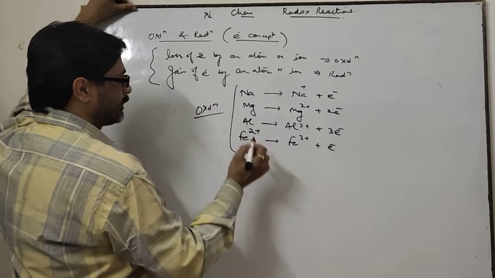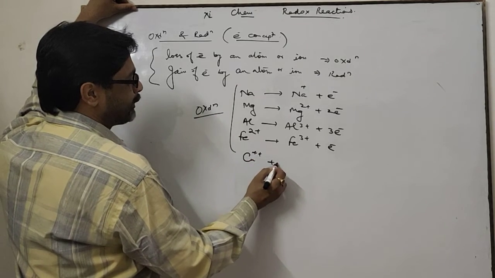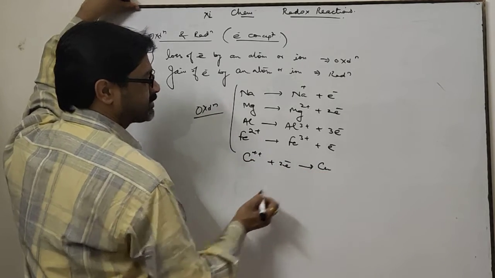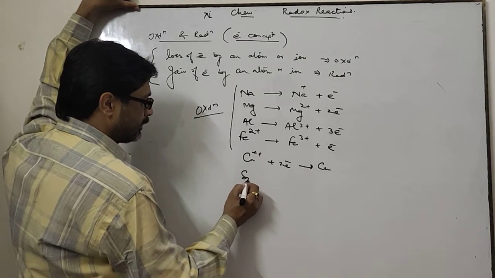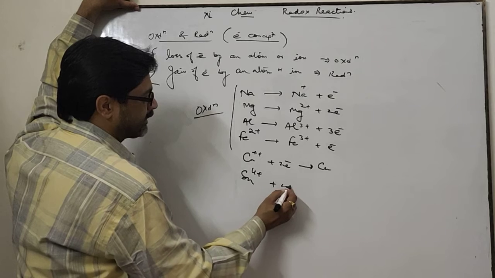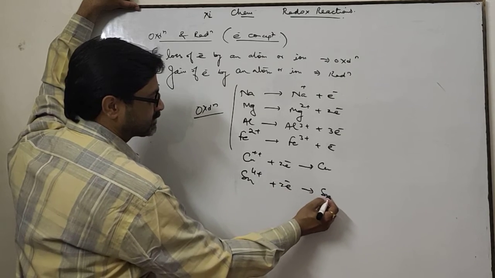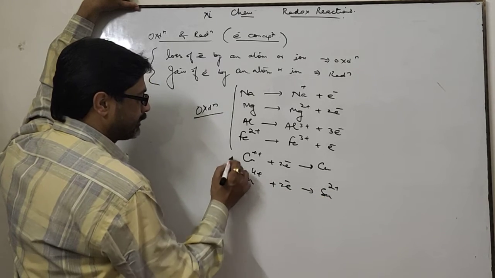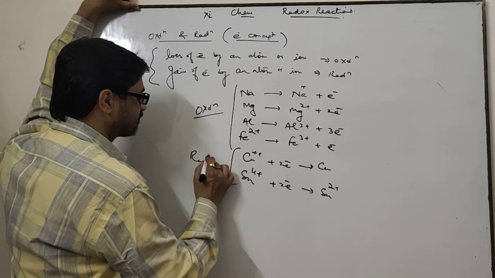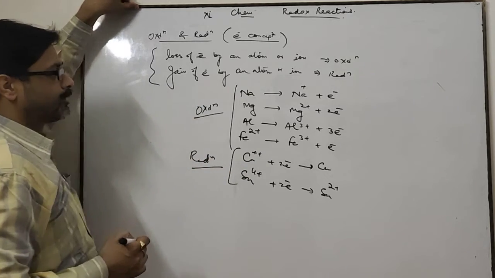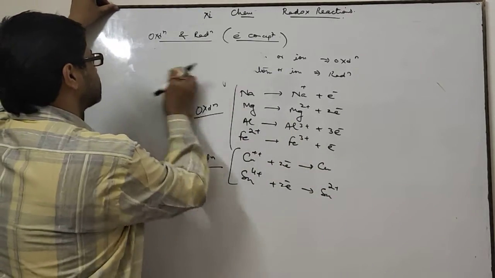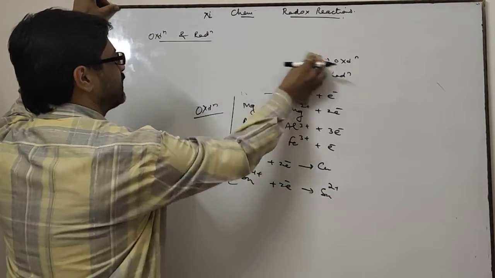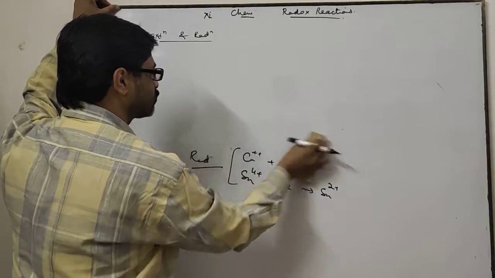Oxidation reactions. Cu2+ by gaining 2 electrons changes to Cu. This is reduction, gain of electron. Sn4+ by gain of 2 electrons changes to Sn2+. These are reduction reactions. Okay, this is the electronic concept. One more concept on the basis of oxidation number. This is also given.